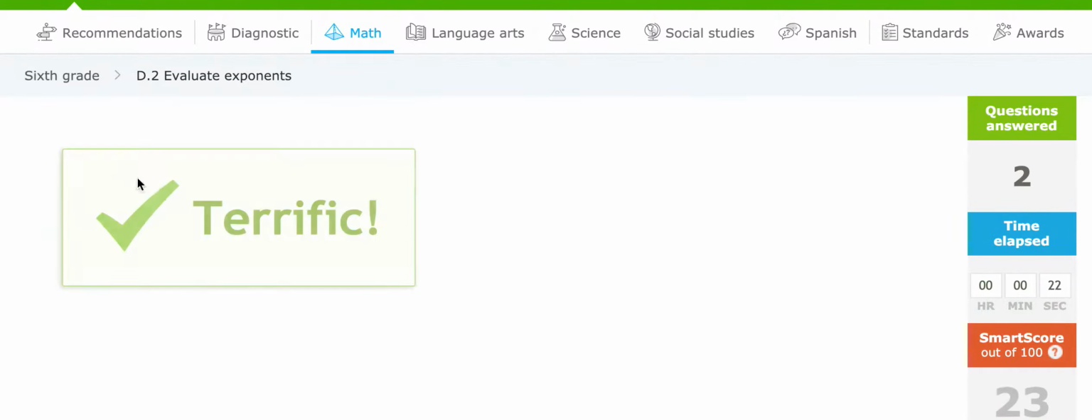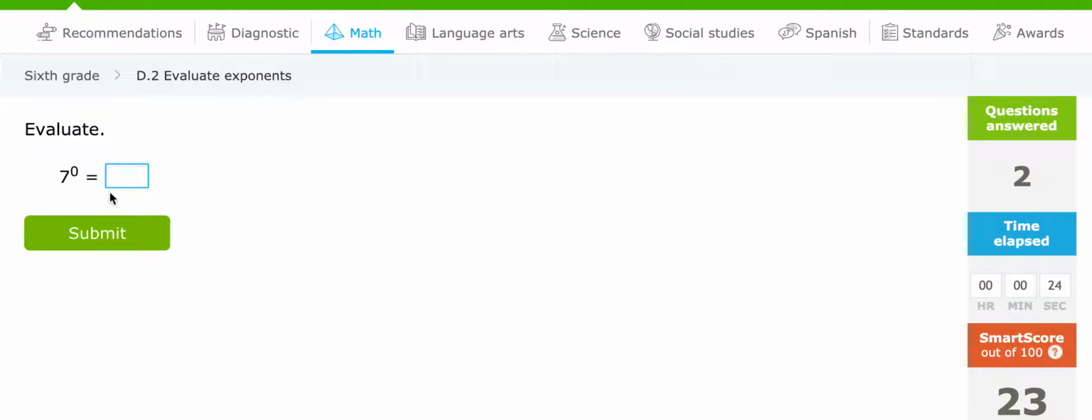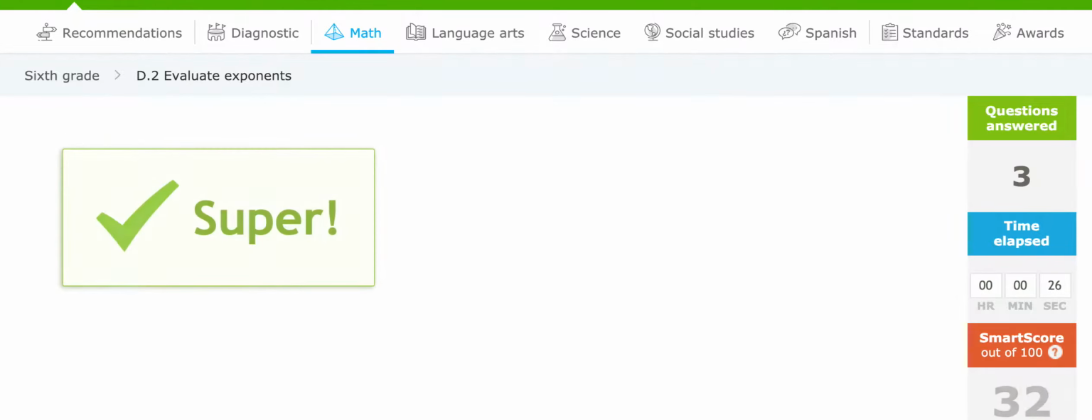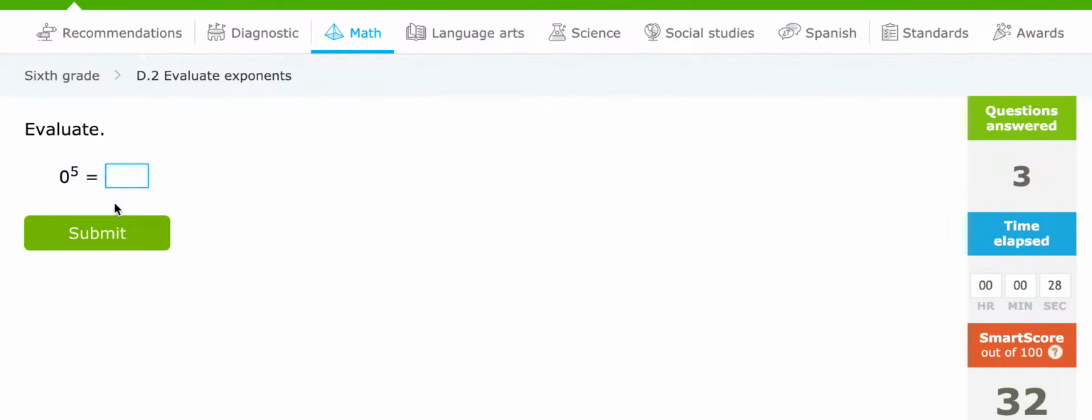So let's go ahead. 4 squared is 16. Anything to the 0 power is going to be 1. 0 to the 5th power will be 0, because 0 multiplied by itself 5 times will be 0. One thing to note, though, for our class, we will consider 0 to the 0 power as 1. So you should remember that. This will be 1. Right? 1 to the 0 power is still going to be just 1.